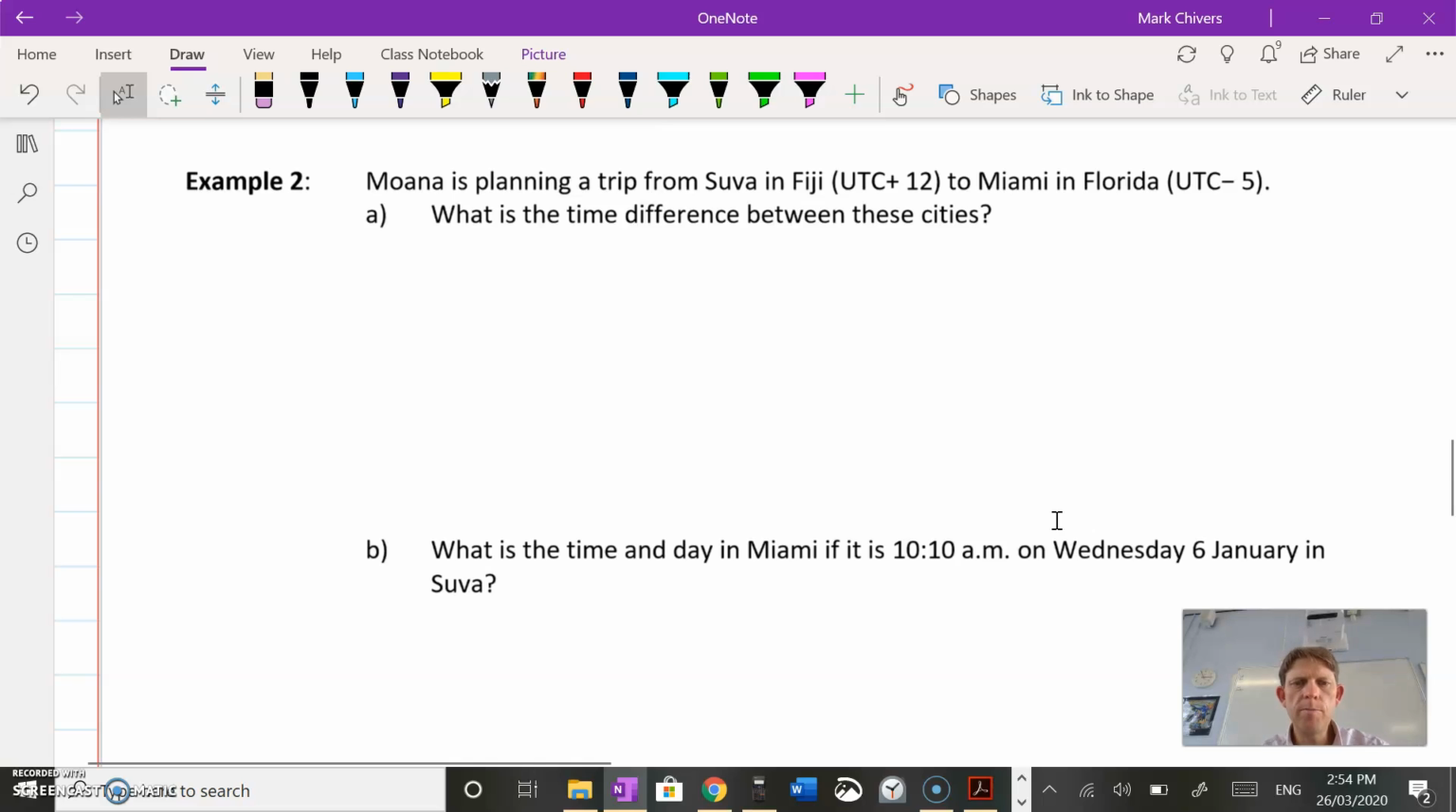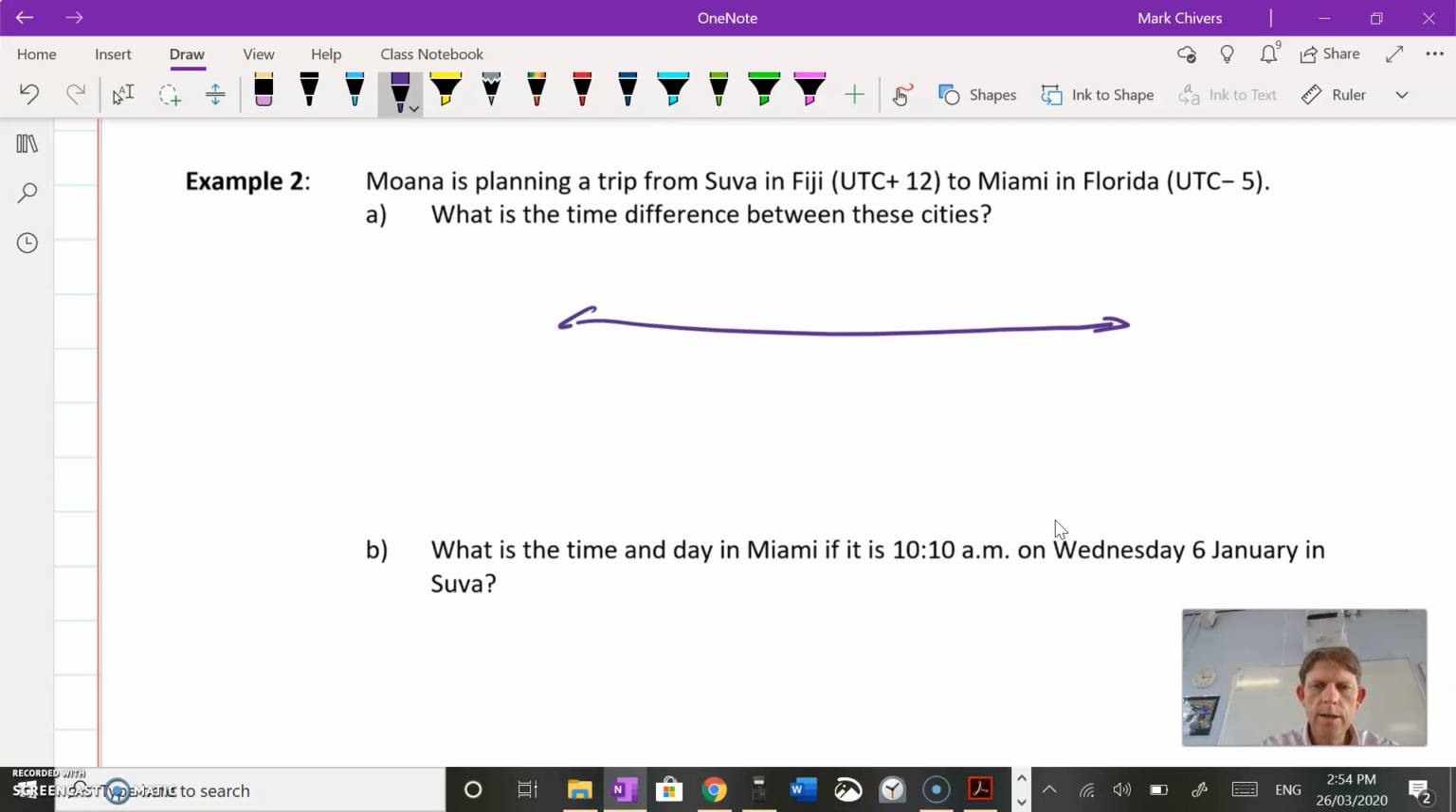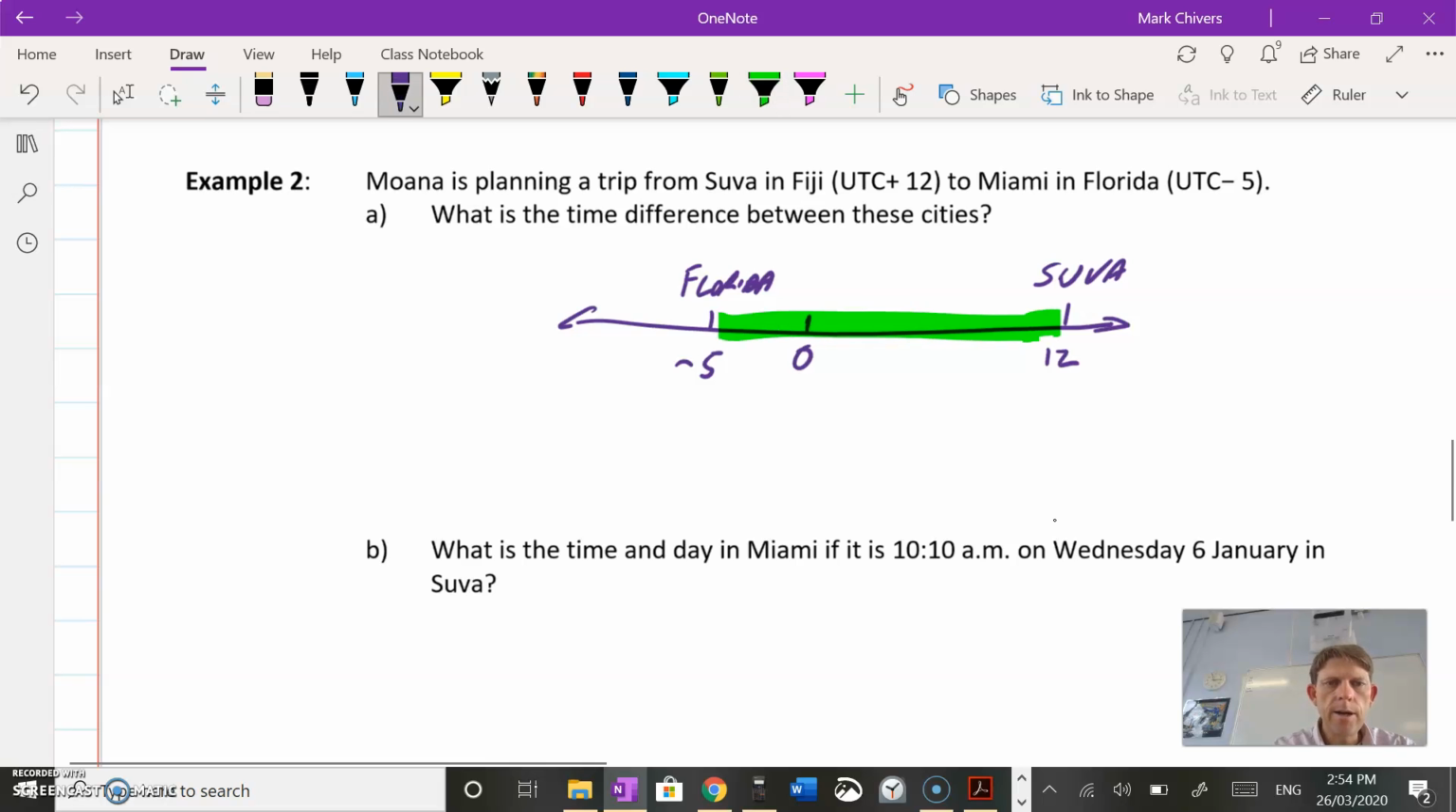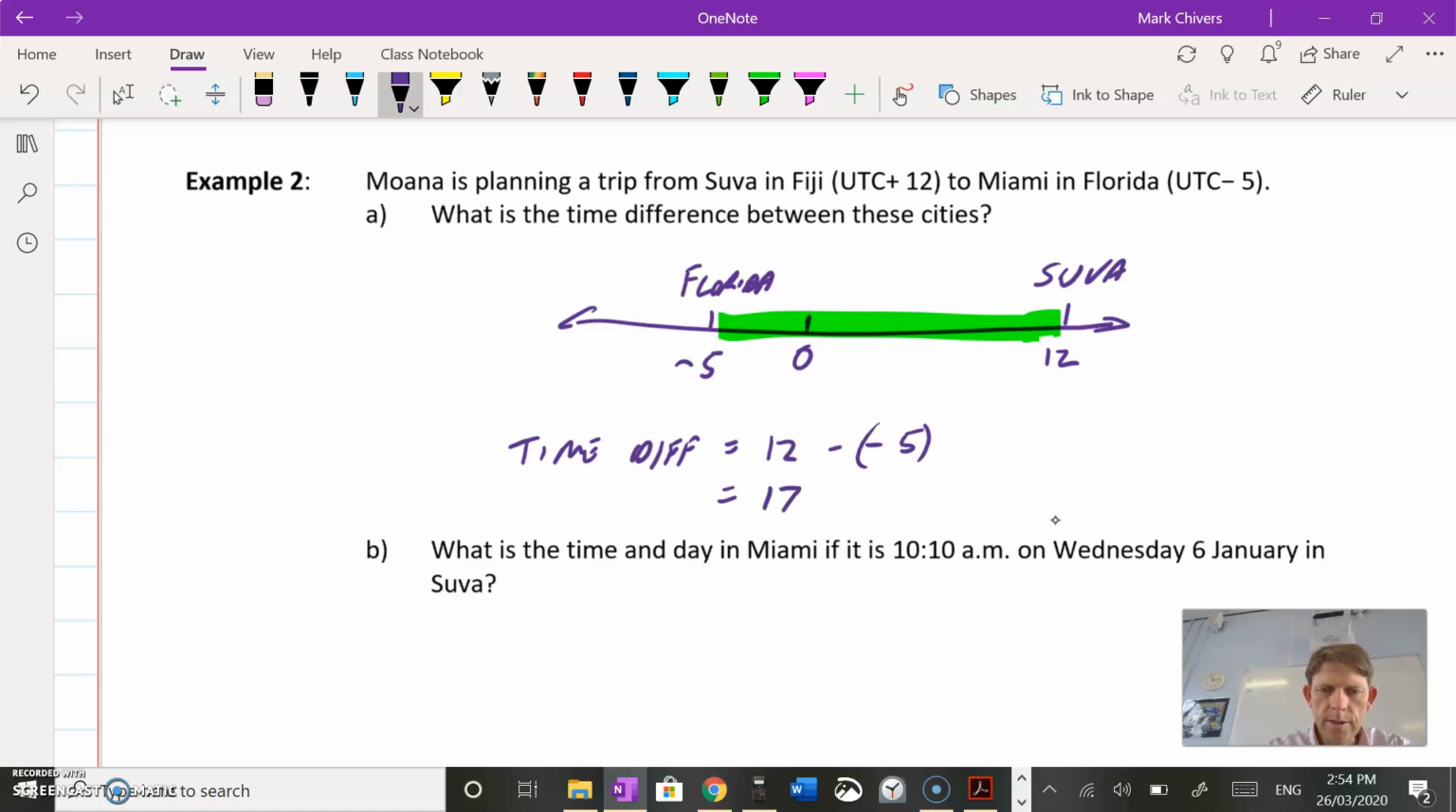So Mona is planning a trip from Suva in Fiji to Miami in Florida. What is the time difference between those cities? Well, once again, we draw ourselves a little timeline. 0 is going to be London. In this case, Florida is at -5. And Suva in Fiji is at +12. So once again, we're looking to find that distance. So our time difference is just going to be 12 minus -5, which is going to be 17 hours.